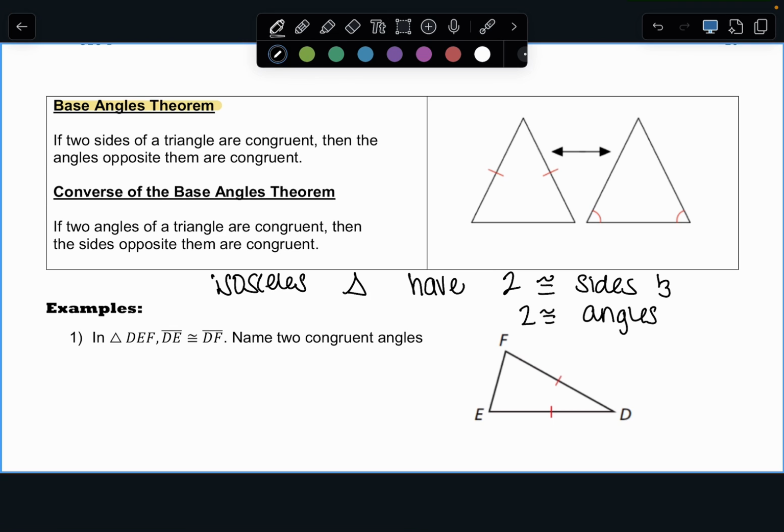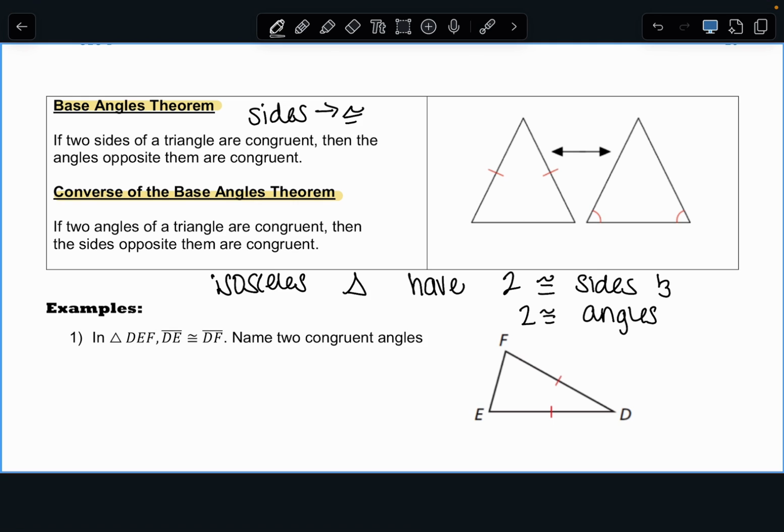And if we start with two congruent angles, we use the converse to go backwards and get the two congruent sides. So you have to know both of these and when to use which. So again, these should go on your cheat sheet. The base angles theorem goes from congruent sides to congruent angles.